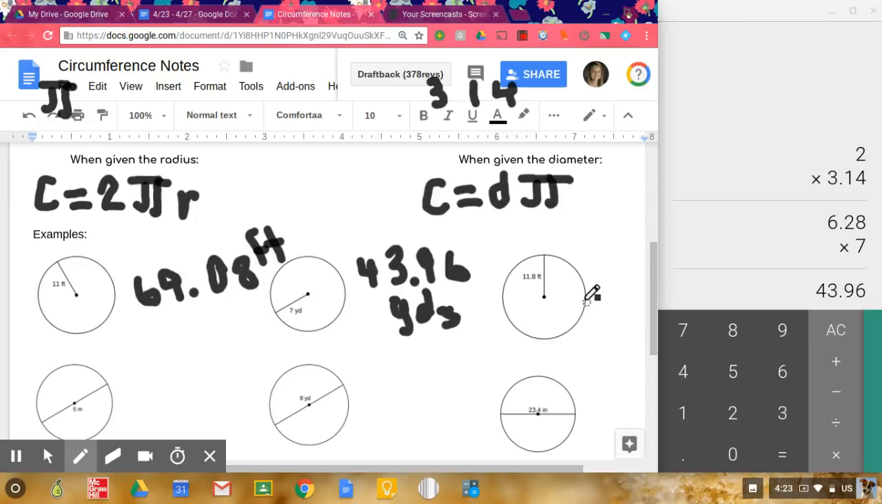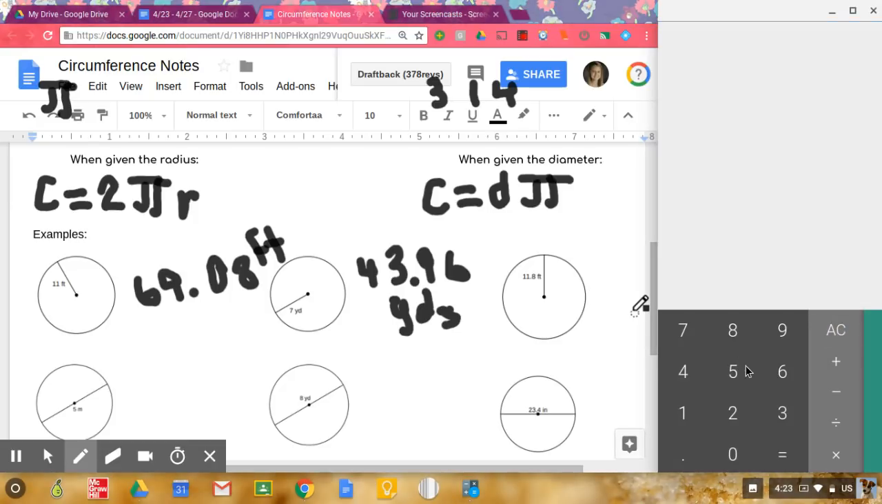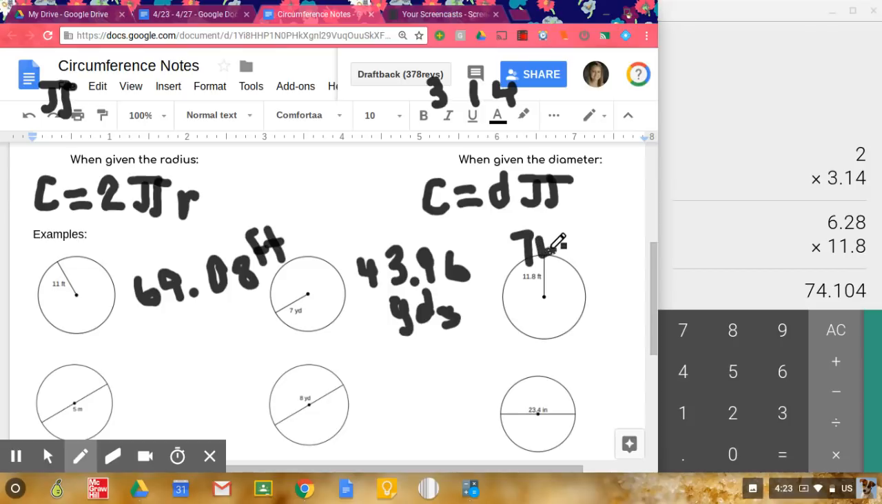Okay, the next one has a decimal. So we've got 2 times 3.14 times our decimal, 11.8, which gives 74.104. I want you guys to practice rounding, so let's round this to the nearest hundredth, since our other 2 answers are in hundredths. The 0 is in the hundredths place, and that 4 to the right of it isn't going to make it round up to a 1. So it would just stay as 74.10 feet.